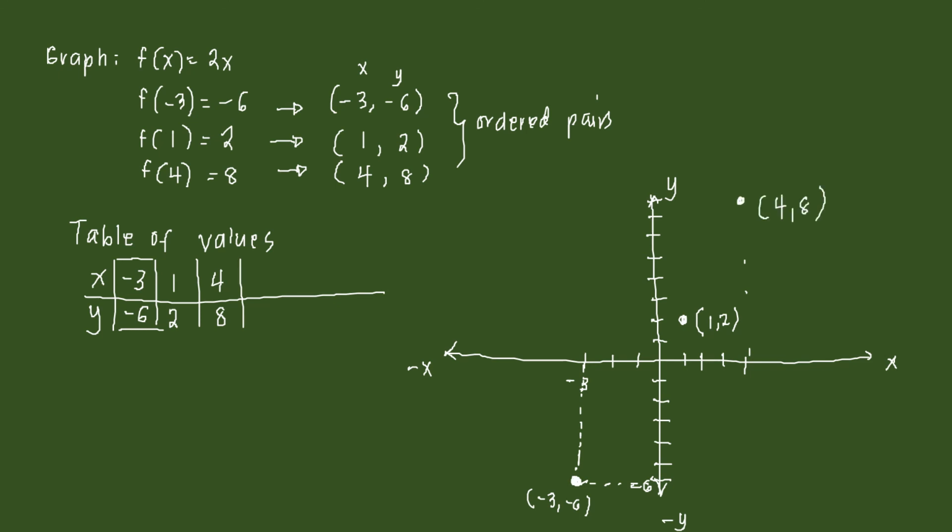And then all you have to do is simply connect the points. Of course, it's better if you use a ruler. And now, this is the graph of f of x is equal to 2x. So again, what we did here is we used different ordered pairs. We gave random values for x, and then solved for y, and then plotted that in our Cartesian plane. And then connected all the points with a line.